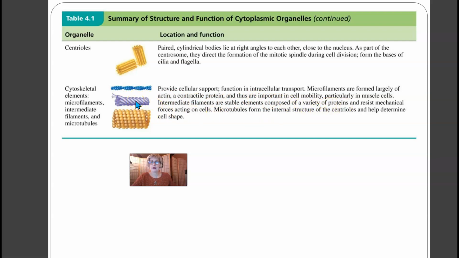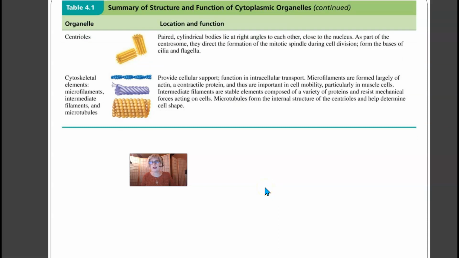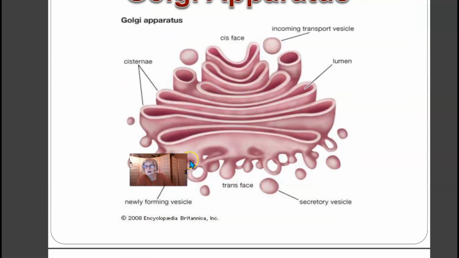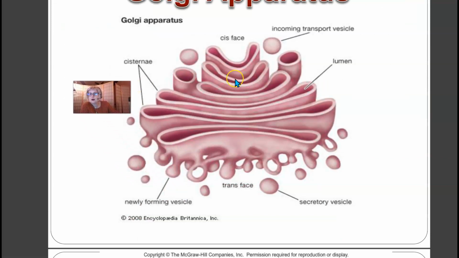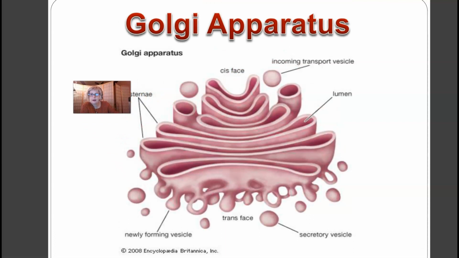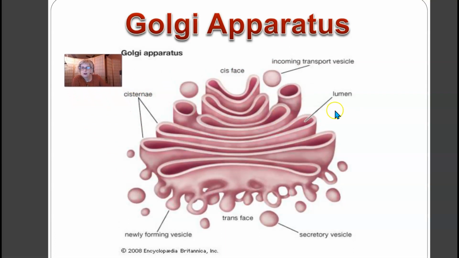And then finally, the microtubules, which form the internal structure of the centrioles and help create and maintain the cell shape. All right, and in this image, we can see the Golgi apparatus, and alongside the Golgi apparatus, you can also see the transport vesicles. You'll see them in various books either as Golgi vesicles or secretory vesicles. Basically, they mean the same thing.